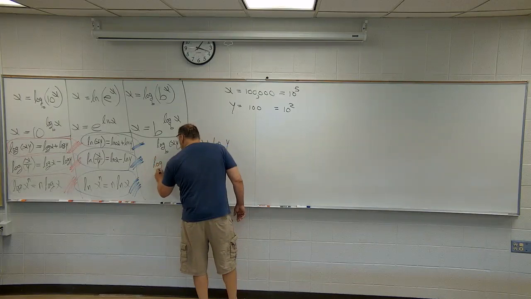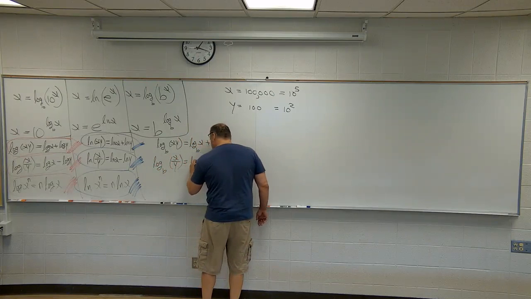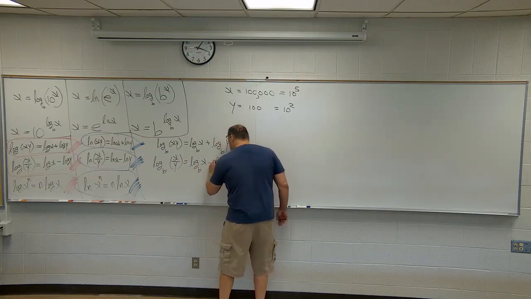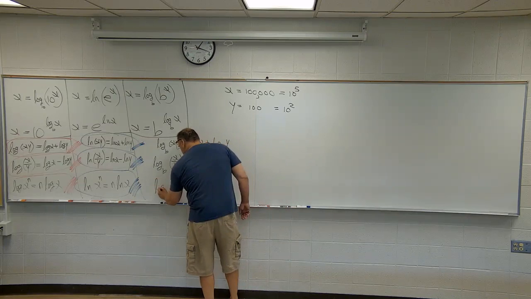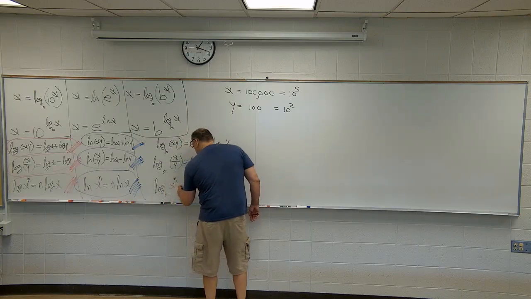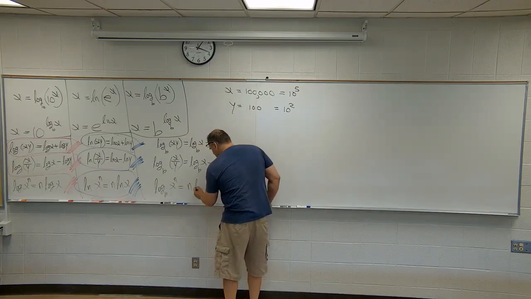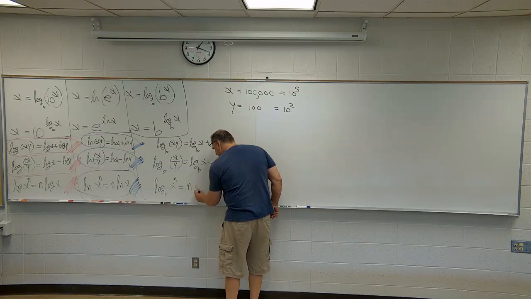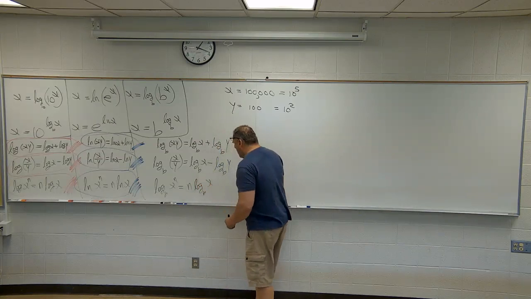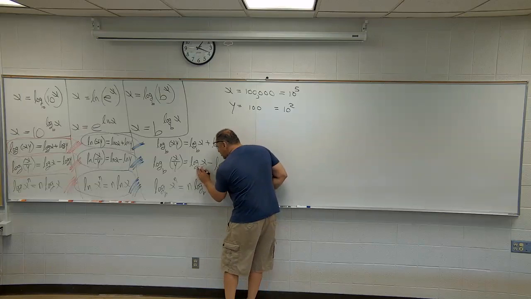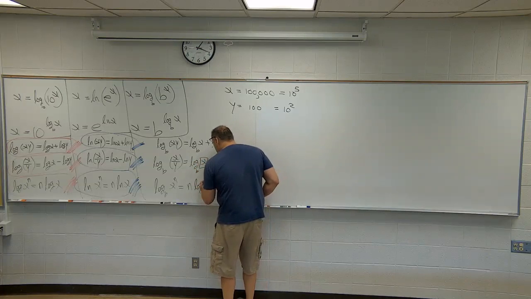The logarithm base b of x over y is the logarithm base b of x minus the logarithm base b of y. The logarithm base b of x to the n is n times the logarithm base b of x. You're not going b to the x. That b is just bookkeeping. Not b to the x in there. It's just x, etc.